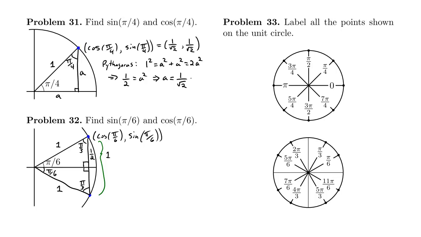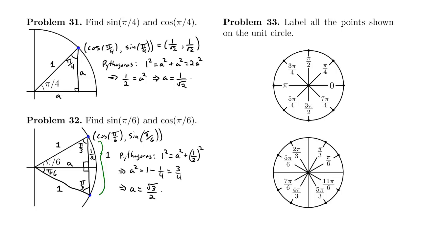We can now solve for the last side length of the small triangle in the first quadrant using the Pythagorean theorem. If we label it as a, then a squared plus 1/2 squared is equal to 1 squared. So a squared is equal to 1 minus 1/4, or 3/4. Thus a is equal to the square root of 3 over the square root of 4, which is just 2.